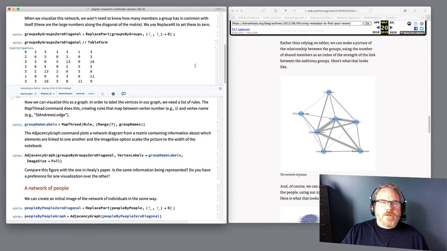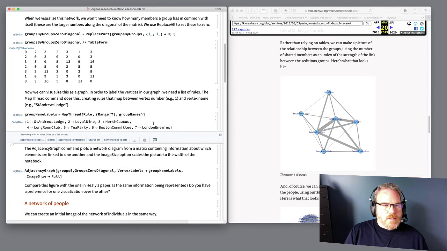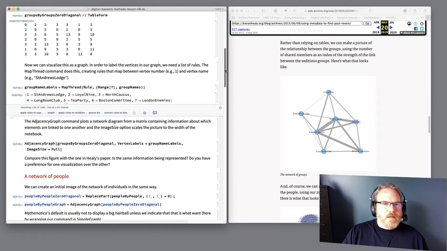And in order to label the vertices of this graph, we're going to need a list of rules. We use the map thread command to do this. So here are our group names. The first group is St. Andrew's Lodge, the second group is Loyal 9, the third group is North Caucus, and so on.